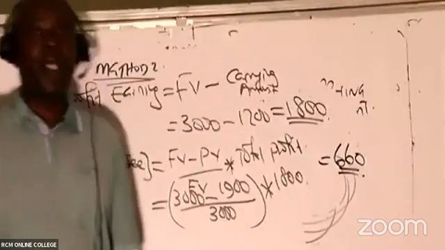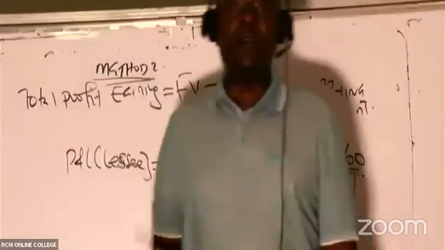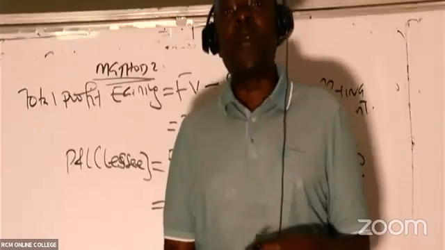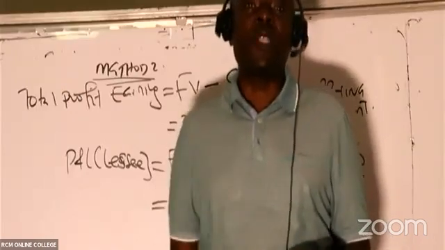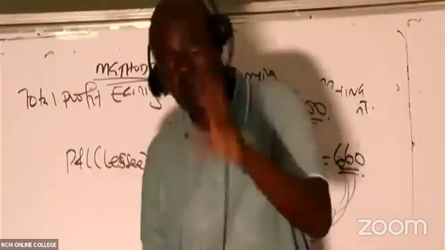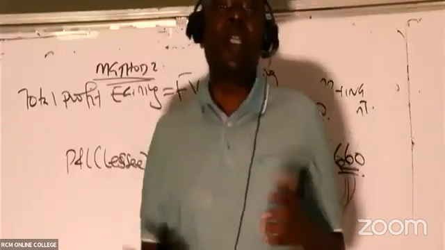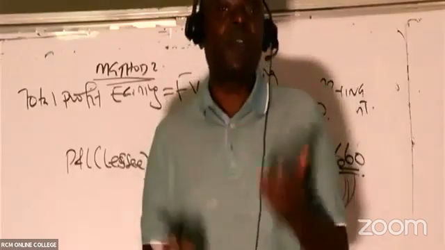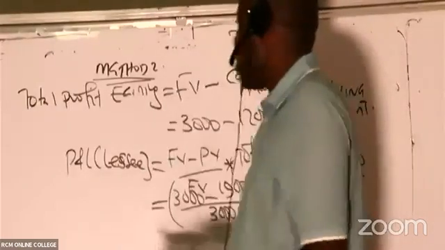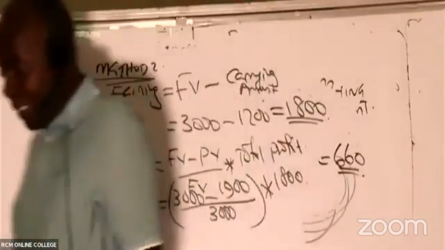Now, ladies and gentlemen, please listen to me very well. Having done these great things, can you tell me what the next thing to be done is? Remember, we are doing lessee accounting. The next thing you'll need to do is think about the depreciation, because this asset is still yours. So please give me depreciation first of all.